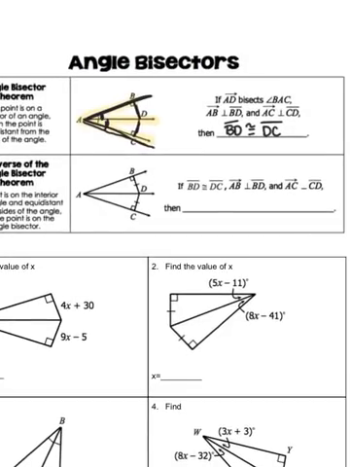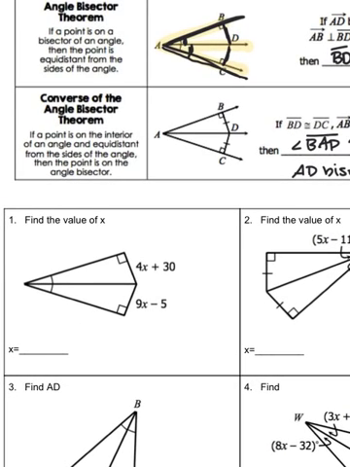If BD is congruent to DC and AB is perpendicular to BD and AC is perpendicular to CD, then we know angle BAD is congruent to angle DAC because AD bisects BAC. So these are important to know because when you do your justifications on the test, you need to be able to write those.